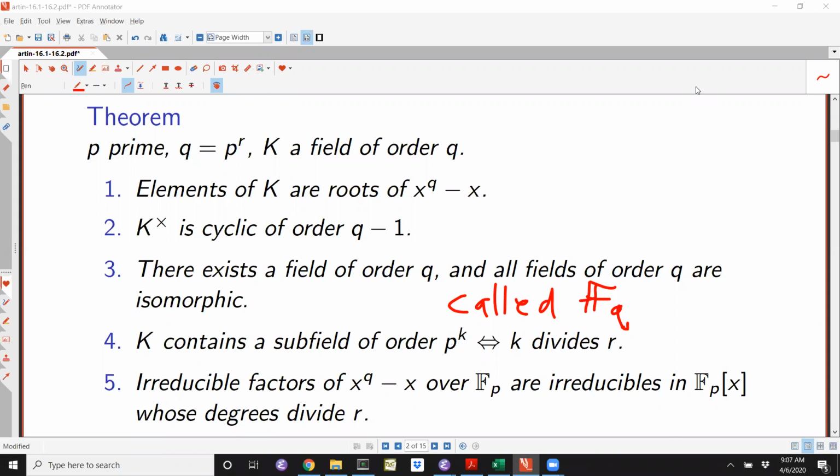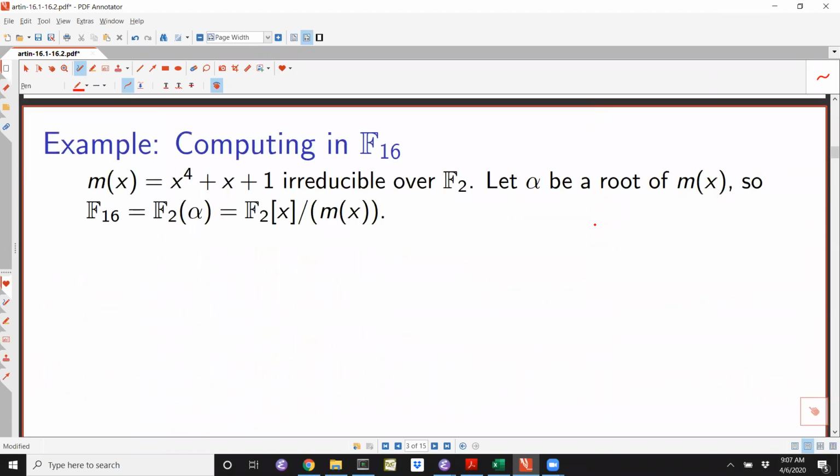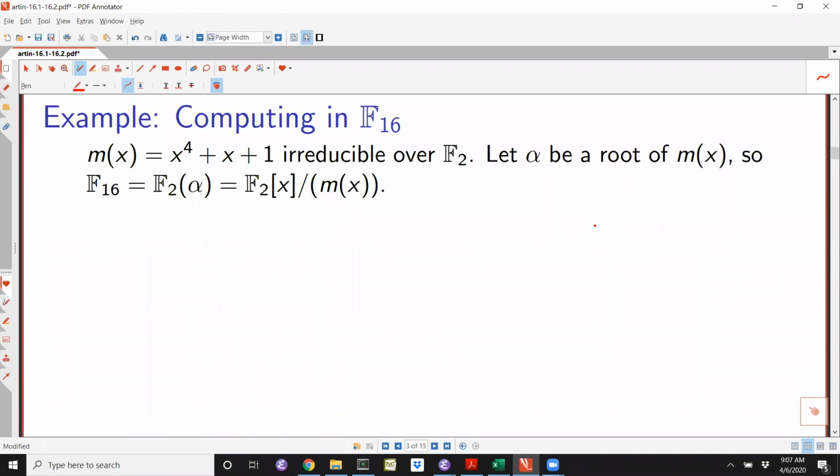Anyway, so we were just reviewing the 5 facts about finite fields, and I think we were ready to move on. Yes, everybody says we're ready to move on. So let's do that. Oh, right, because I want to do a concrete example. So computing in F16.